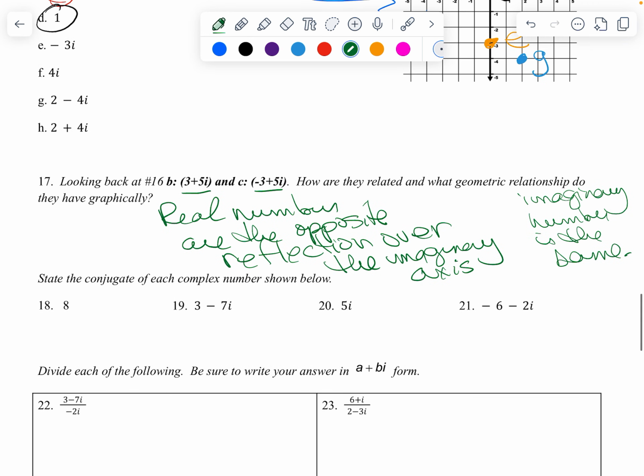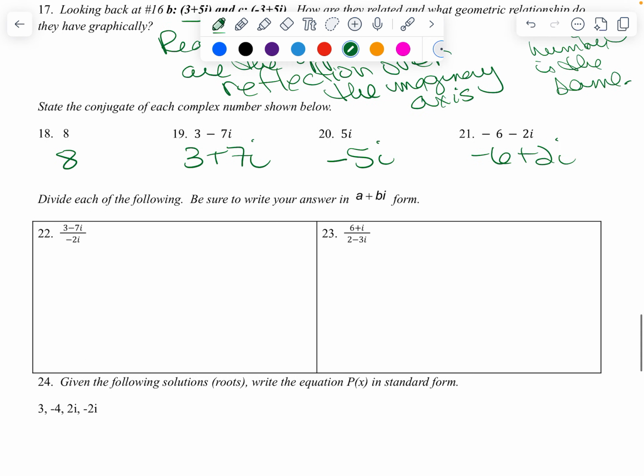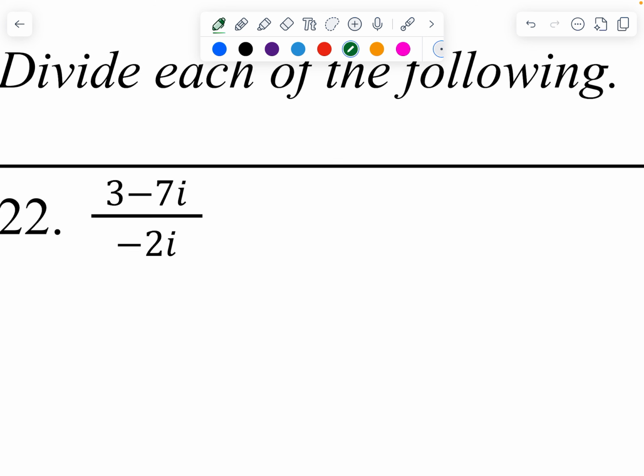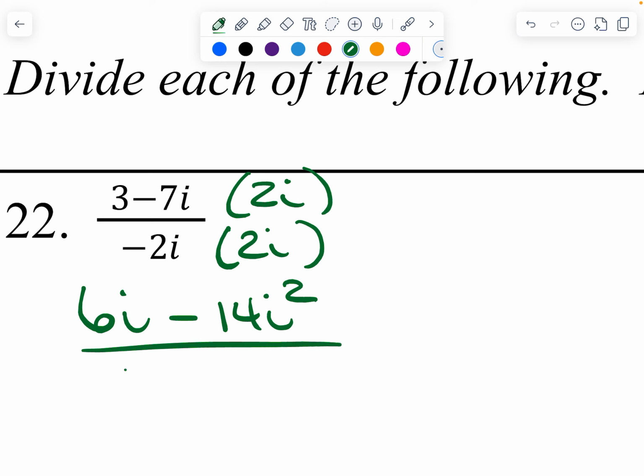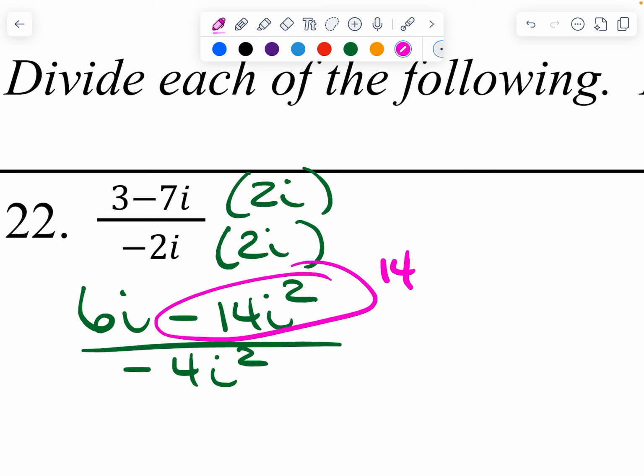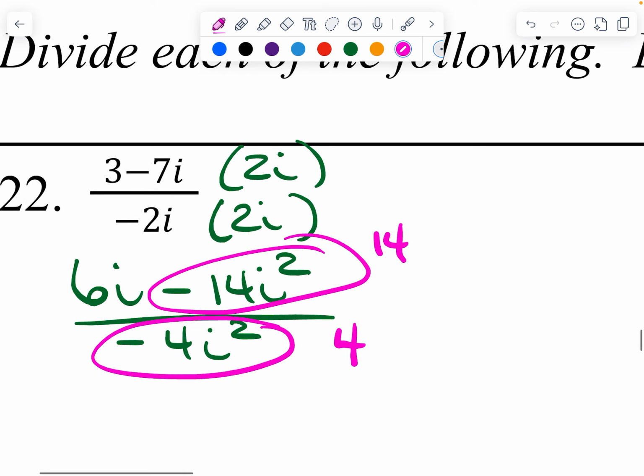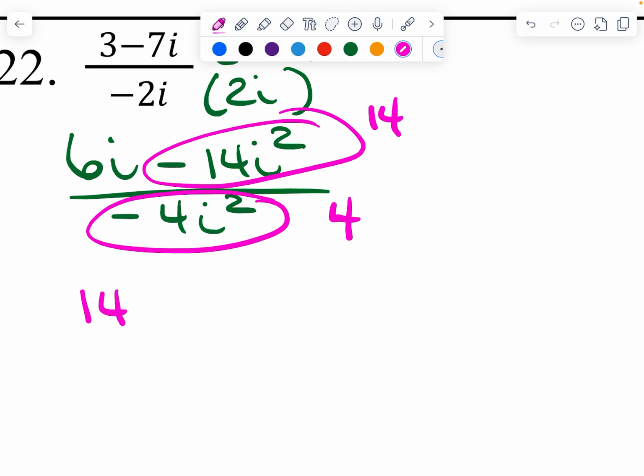Okay, state the conjugate: 8, 3 plus 7i, negative 5i, and negative 6 plus 2i. Okay, so we're going to divide these. So I have to multiply by 2i because I multiply by the conjugate. So I get 6i minus 14i squared over negative 4i squared. This right here turns to positive 14. This turns to positive 4. So I get 14 plus 6i over 4.